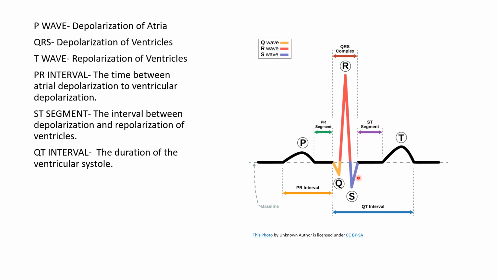Okay, so this is the PR interval, which extends from the P wave to the QRS complex. And what is the QT interval? It extends from the Q wave, the start of the QRS complex, to the T wave.